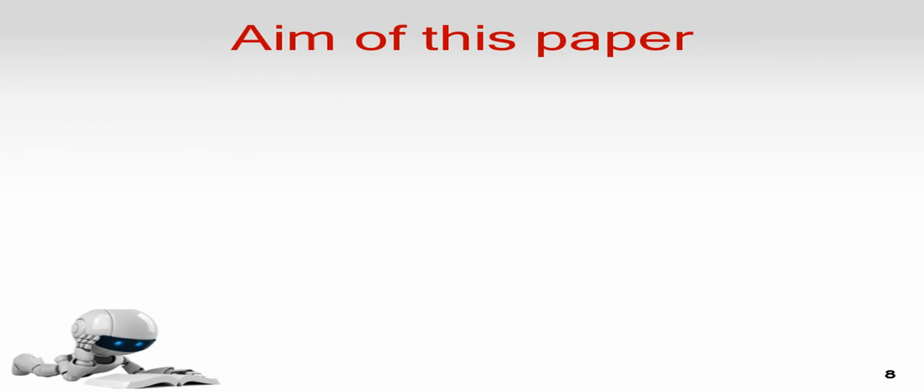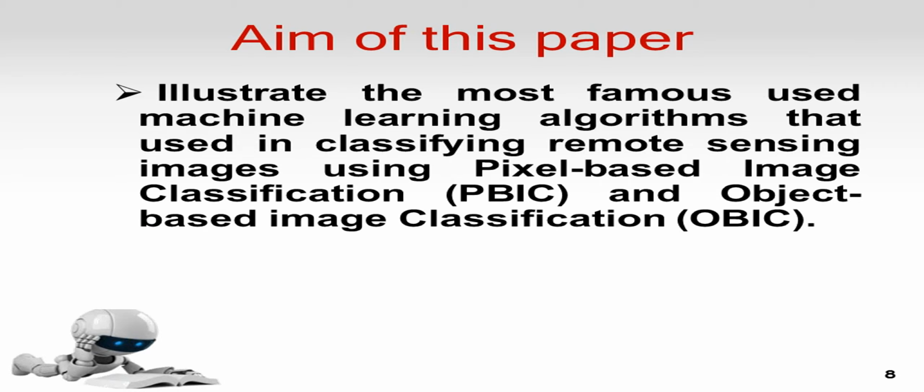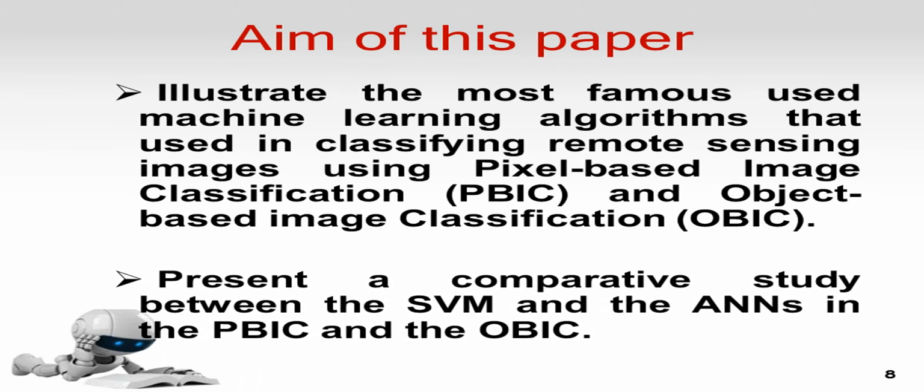The aim of this paper. The first aim of this paper is illustrating the most famous machine learning algorithms used in classifying remote sensing images using pixel-based image classification and object-based image classification. The second aim is to present a comparative study between the SVM and the ANNs, and the pixel-based image classification and object-based image classification.